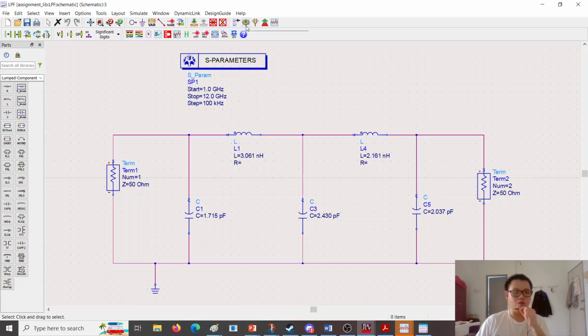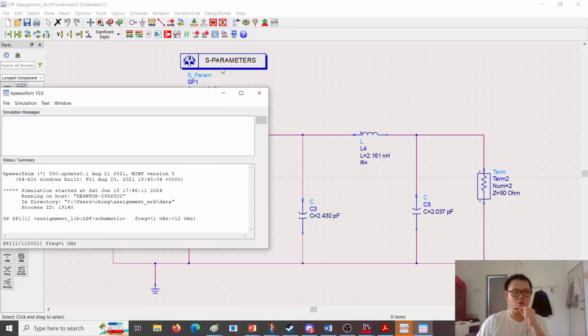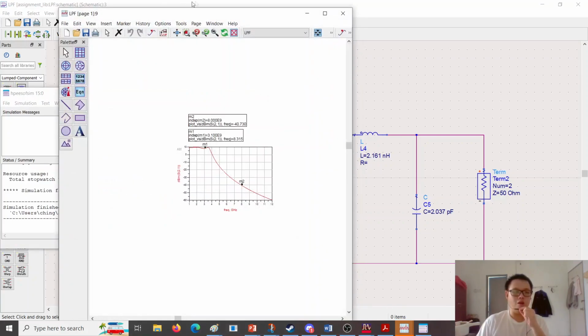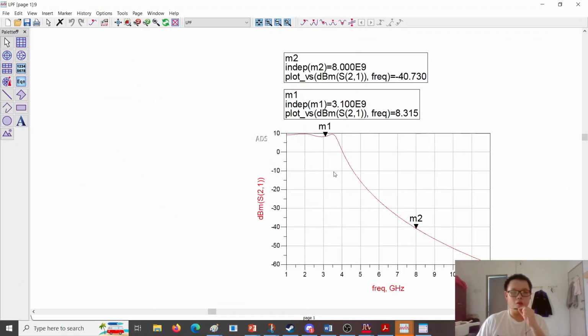So without further ado, let's run it. And this will be the lumped design result. We can see the 3.1 gigahertz will be here, which is the cutoff, and the 8 gigahertz will be here, which is the insertion loss. And we can see it is not very good at the cutoff because it doesn't really match at negative 3 dB. So the tuning process will be necessary to get a better cutoff frequency. So this will be the result for the lumped design.